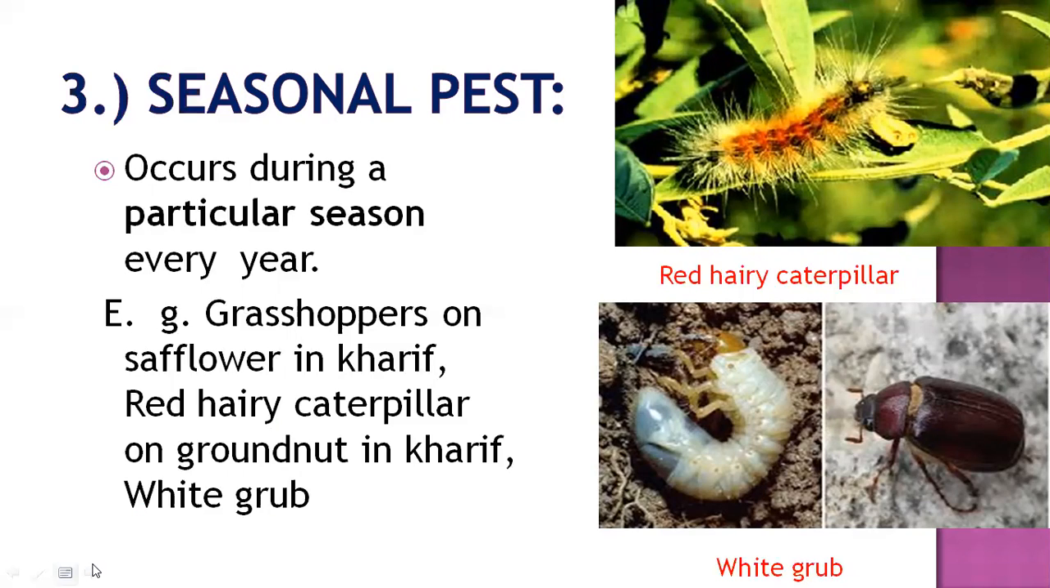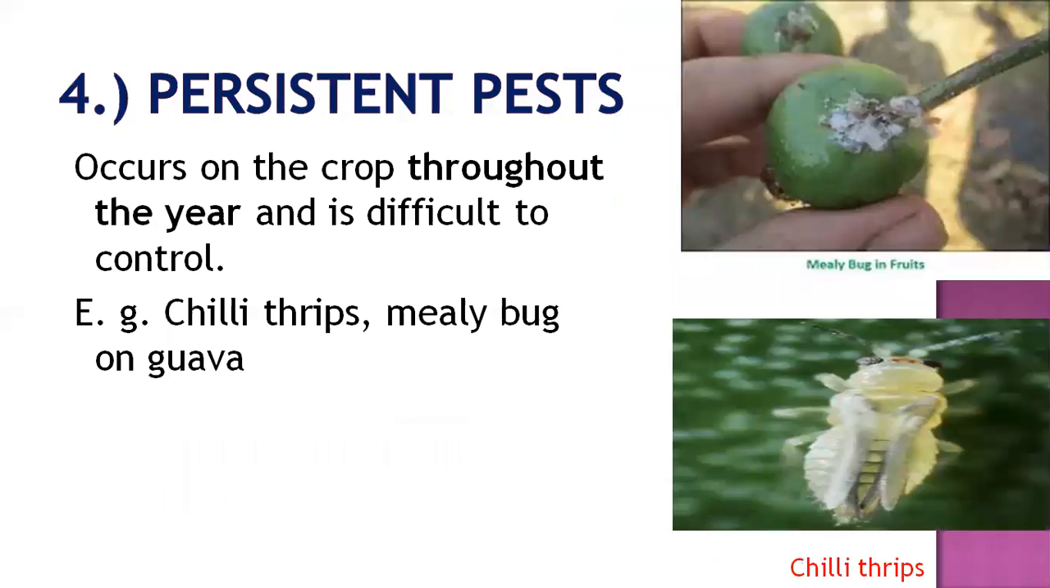Here, in the pictures I'm showing you, one is a hairy caterpillar, commonly known as the red hairy caterpillar, even on grasshopper on safflower. In the second picture I'm showing you the white grub, the white-colored larva and the adult, which generally occur in groundnut, commonly called a seasonal pest. So dear students, this is the third category of occurrence, the seasonal pest.